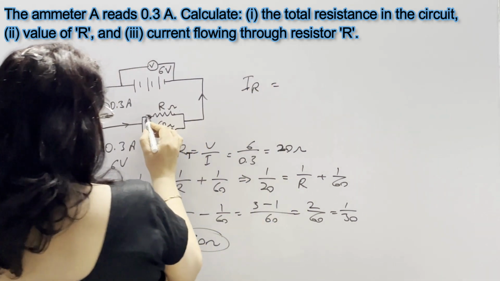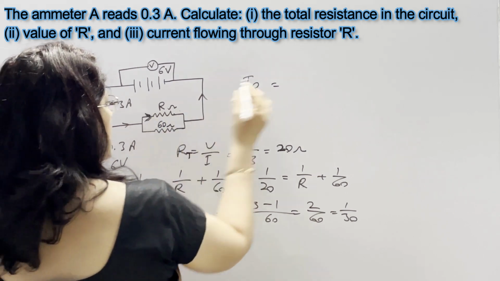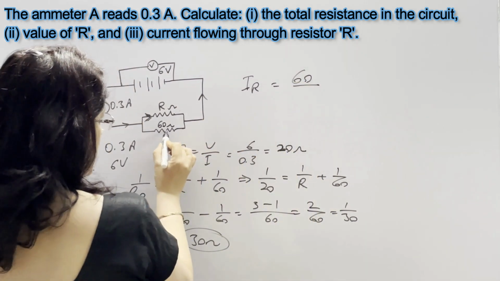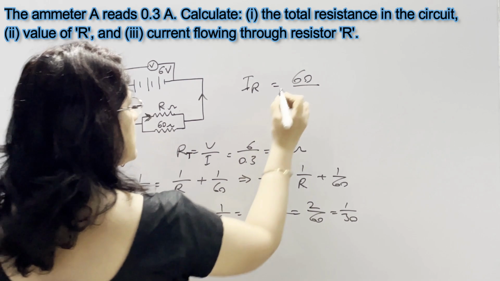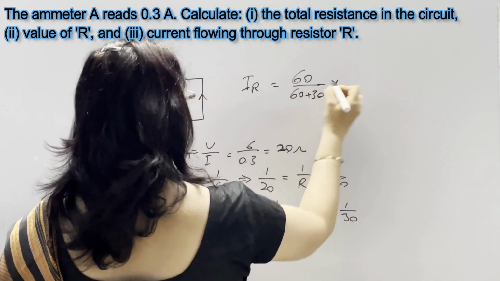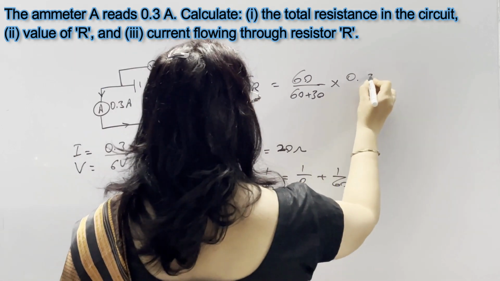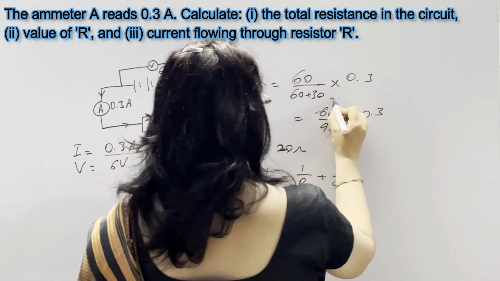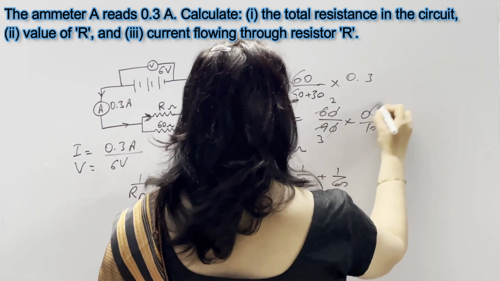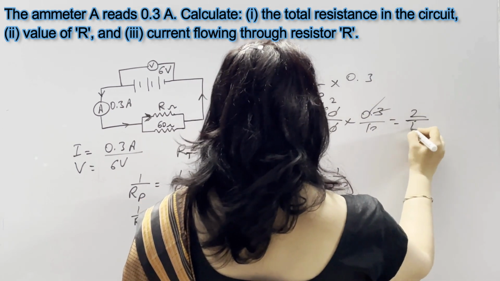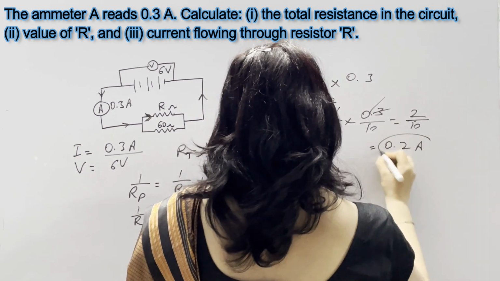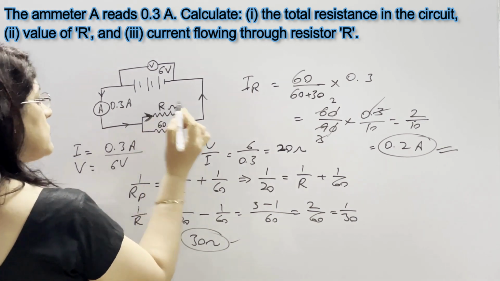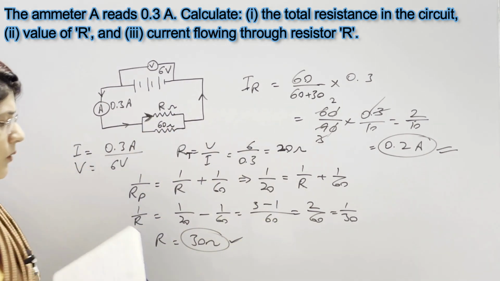So the value of current through this resistance R is, in the numerator, the opposite resistance, it means 60, over total resistance, 60 plus 30, into the total current in the circuit. Value of current is 0.3. So 60 upon 90 into 0.3. 2 upon 3 times 0.3, it means 0.2 ampere is the value of current through this resistance, whose value we have just calculated as 30 ohm.